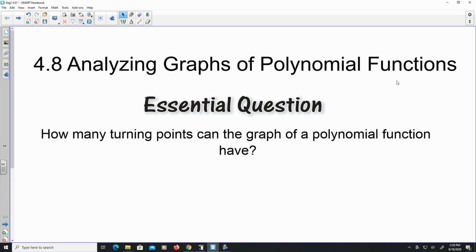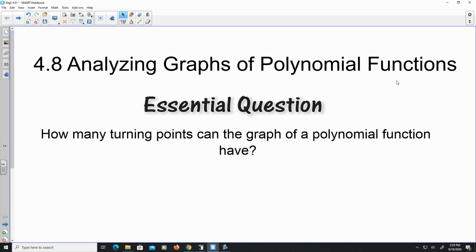In this lesson, we're looking at section 4.8 where we're going to be analyzing graphs of polynomial functions. One of the questions that we are going to be asking is how many turning points can the graph of a polynomial have? So here is essentially what I'm asking you to do in order to graph these functions.